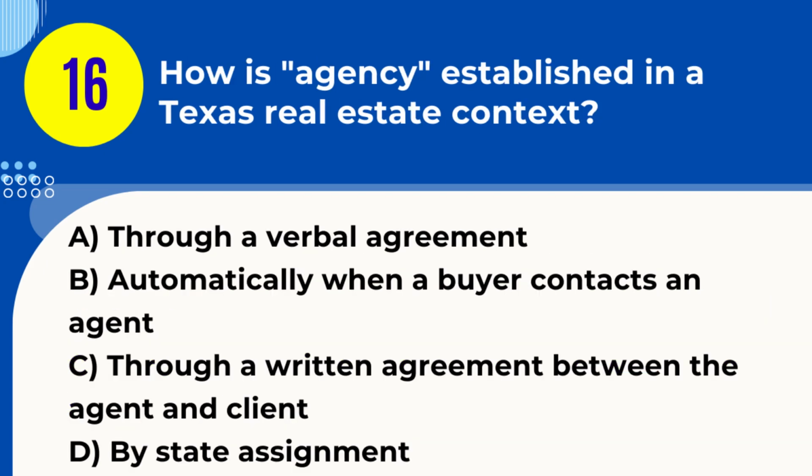Question 16. How is agency established in a Texas real estate context? A. Through a verbal agreement. B. Automatically when a buyer contacts an agent. C. Through a written agreement between the agent and client. D. By state assignment. Answer. C. Through a written agreement between the agent and client.